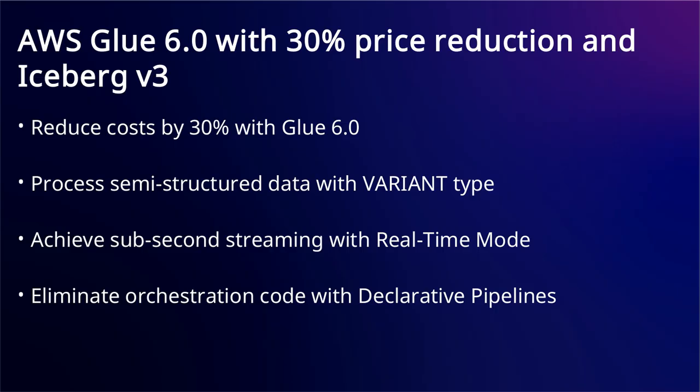You can achieve sub-second streaming with real-time mode for time-sensitive analytics and processing. You can eliminate orchestration code with declarative pipelines, reducing repetitive coding tasks. These capabilities enable you to implement recurring batch workloads, streaming analytics, and spatial data processing across ETL and AI development workflows using AWS Glue.